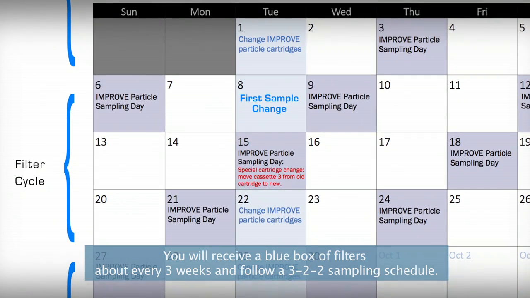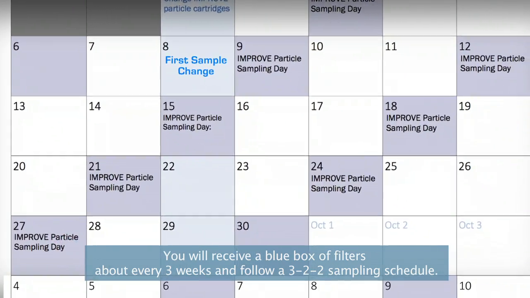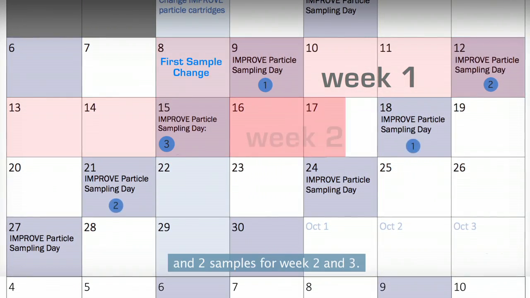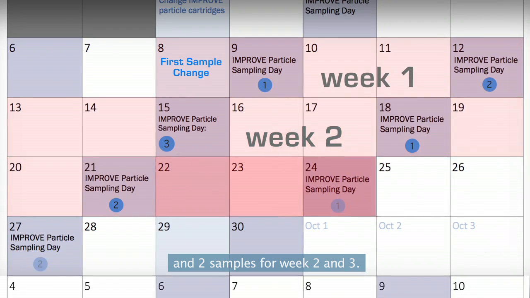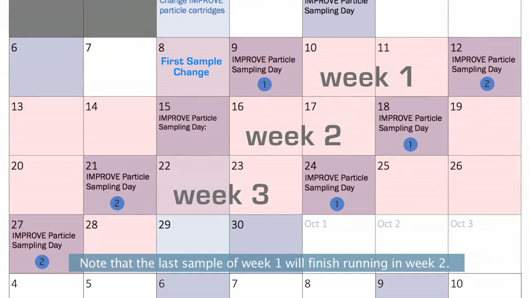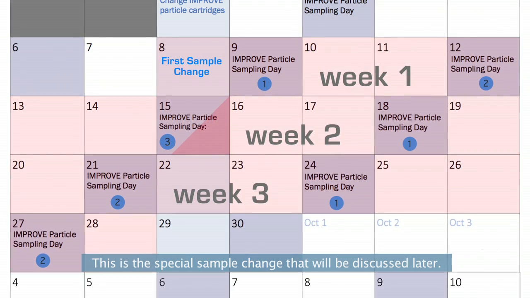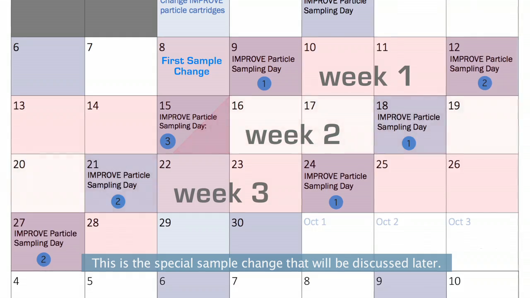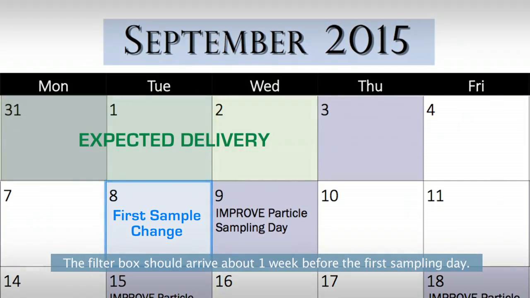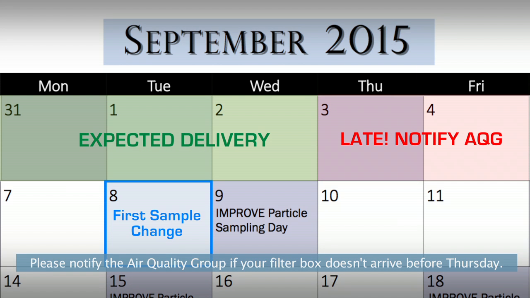You will receive a blue box of filters about every 3 weeks and follow a 3-2-2 sampling schedule. This means the system will take 3 samples for week 1 and 2 samples for week 2 and 3. Note that the last sample of week 1 will finish running in week 2. This is the special sample change that will be discussed later. The filter box should arrive about 1 week before the first sampling day. Please notify the air quality group if your filter box doesn't arrive before Thursday.